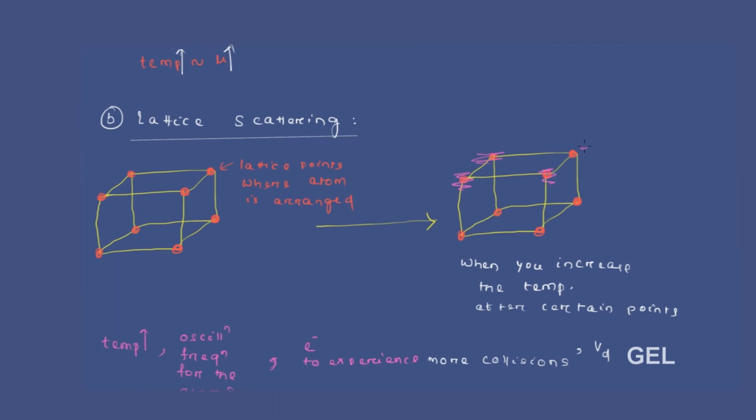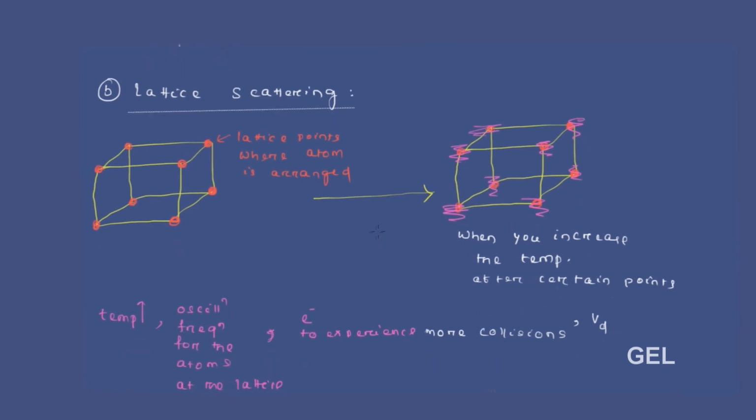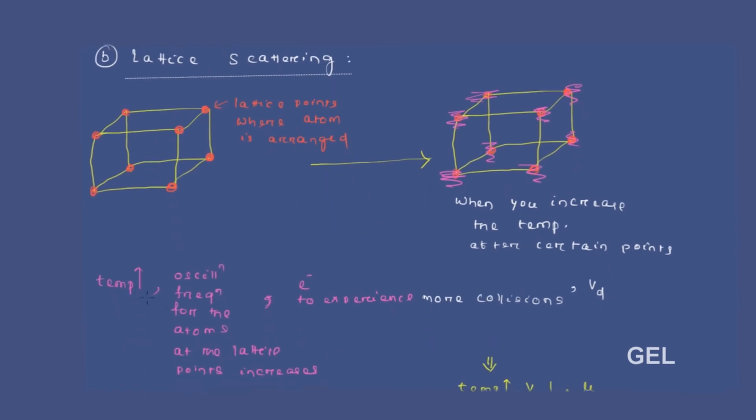उन लोग में ऑसिलेशंस होते हैं. सो द लैटिस एटम्स, उनको बोलते हैं लैटिस एटम्स, वो अपने मीन पोजीशन में वाइब्रेट करते हैं. ठीक है, सो इफ़ यू इंक्रीज द टेम्परेचर, वही चीज़ मैंने यहाँ पे लिखा है, ऑसिलेशन फ्रीक्वेंसी फॉर द एटम्स एट द लैटिस पॉइंट, the oscillation frequency increases and they start vibrating on their mean position.